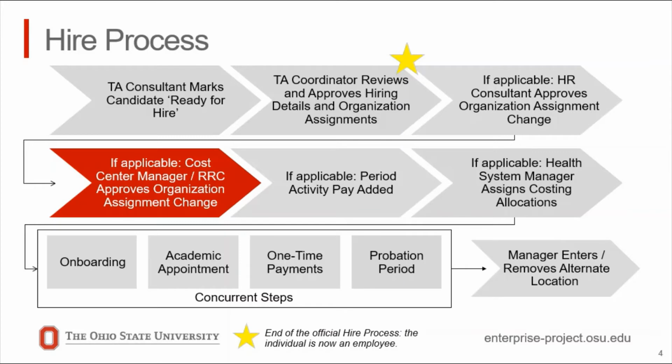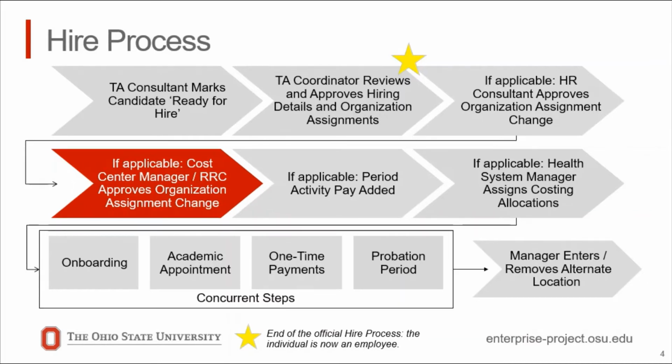This includes onboarding, academic appointments, one-time payments, and probation periods. Step 8. After these concurrent items, the manager will enter or remove alternate locations if the employee is remote. A note on period activity pay.